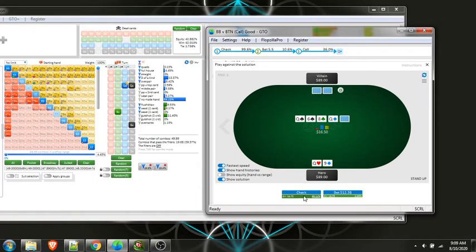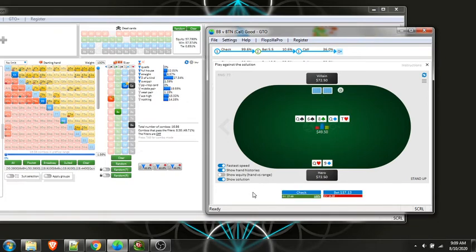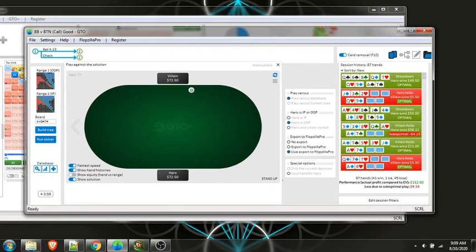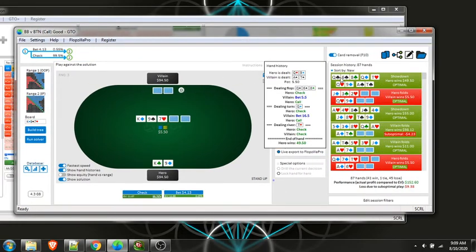We check raise possibly? Let's see. No. Check raise is a bad idea. Turning a set. Check call. And check again. He had the flush draw. A nice 8 of spades here would have been nice.